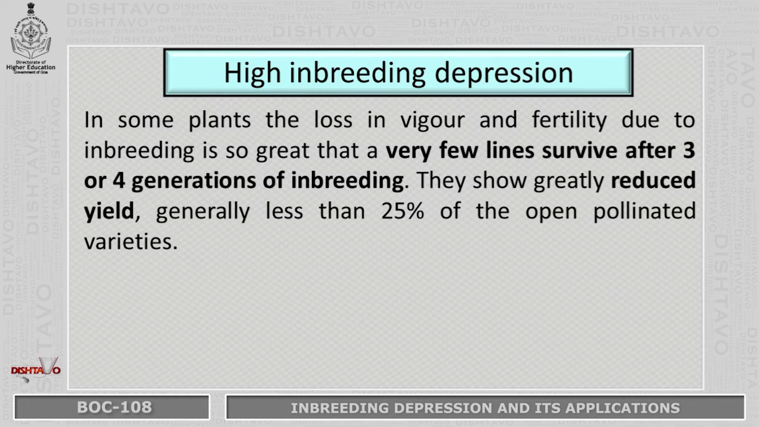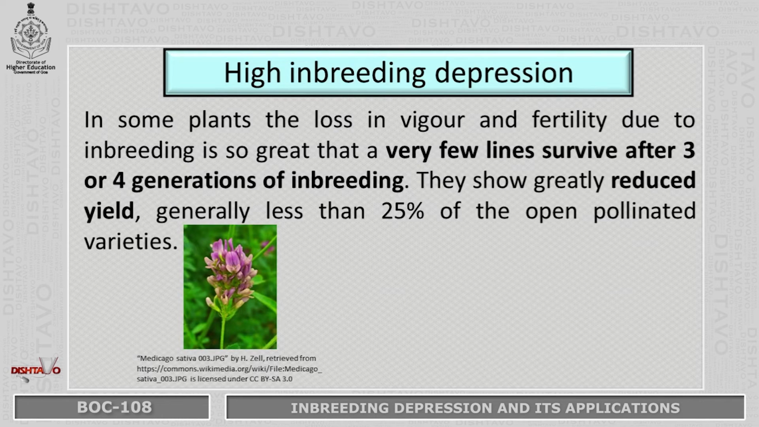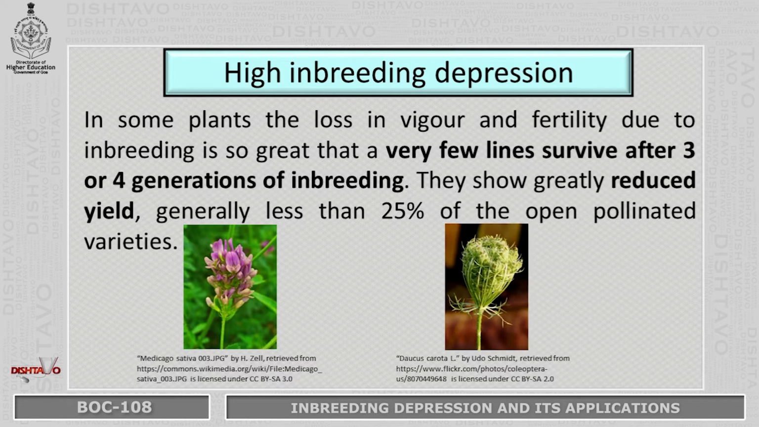High inbreeding depression. In some plants, the loss in vigor and fertility due to inbreeding is so great that very few lines survive after 3 to 4 generations of inbreeding. They show greatly reduced yield, generally less than 25% of open pollinated varieties. Open pollination is pollination which occurs by wind, insects, birds and humans. Plants which show high inbreeding depression are alfalfa and carrot.